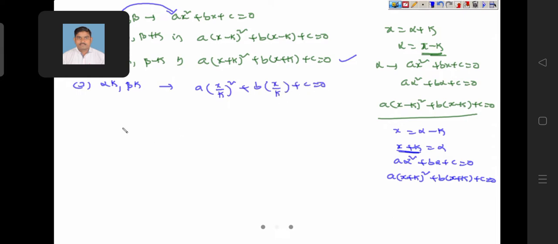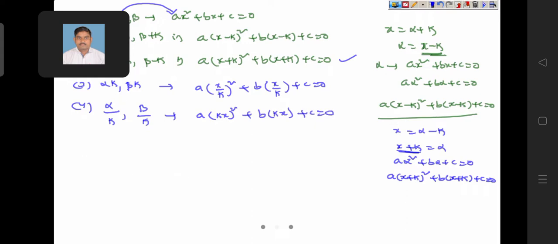In the same way, if each root is divided by k, find the quadratic equation whose roots are alpha by k and beta by k. Then what is the quadratic equation? So you know that each root is divided by k, its opposite operation is multiply by k. So then we'll get a into (kx) whole square plus b into (kx) plus c is equal to 0.